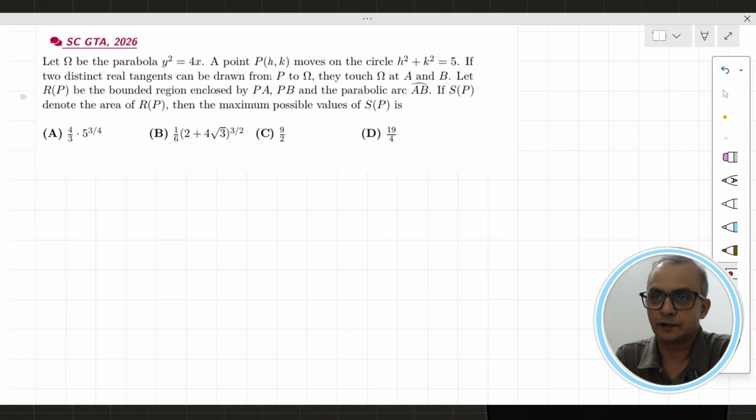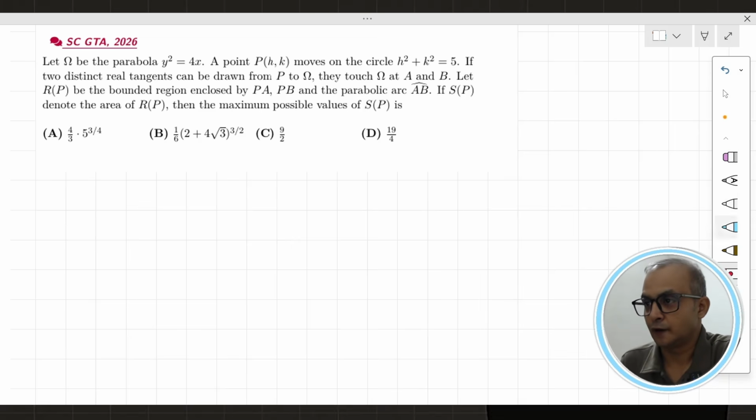If two distinct real tangents can be drawn from P to this parabola, they touch omega, the parabola, at A and B. Let RP be the bounded region enclosed by PA and PB and the parabolic arc AB. If SP denotes the area of RP, then we have to find the maximum possible value of SP. So read the question carefully again and try to solve it. Pause the video and then you will see the solution, that will be better.